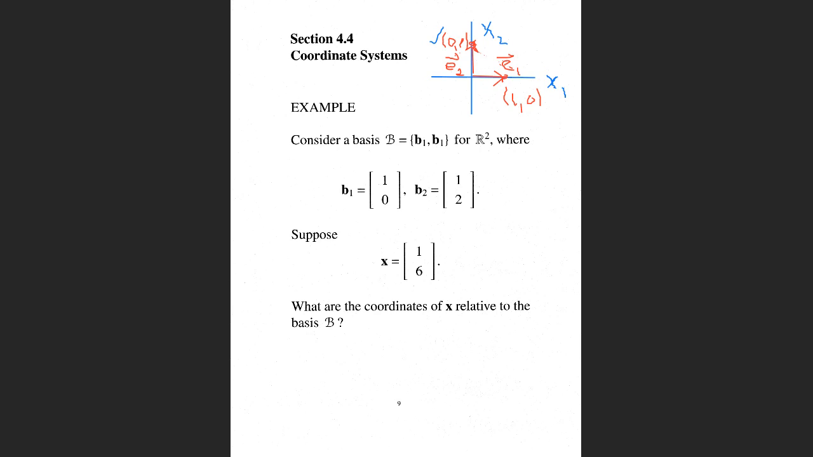For instance, this vector 1, 6. How do we understand 1, 6? Well, 1, 6 is equal to 1 times the 1, 0 vector, 1 times E1, plus 6 times the E2 vector, which is 0, 1.